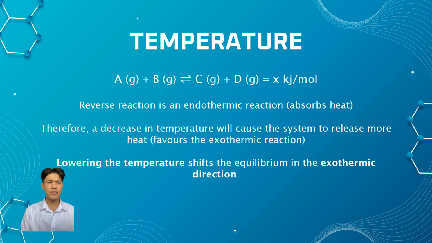Secondly, the reverse reaction is an endothermic reaction. Therefore, a decrease in temperature will cause the system to release more heat. It favors the exothermic reaction. Lowering the temperature shifts the equilibrium in the exothermic direction.